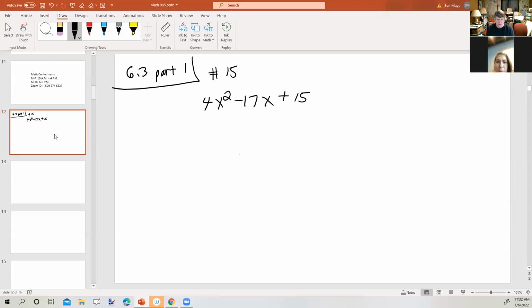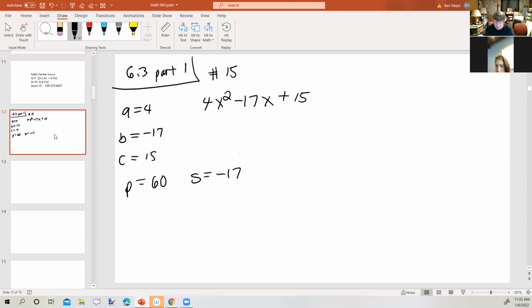Okay, so we have a trinomial. It's in standard form, descending powers of the variable x. There is no greatest common factor that we can take out, and the leading coefficient is not a 1. So we're going to use grouping. A is 4, B is negative 17, and C is 15, corresponding to the coefficients of the first, second, and third terms. The product, which is A times C, 15 times 4 is 60. The sum, which is B, is negative 17.